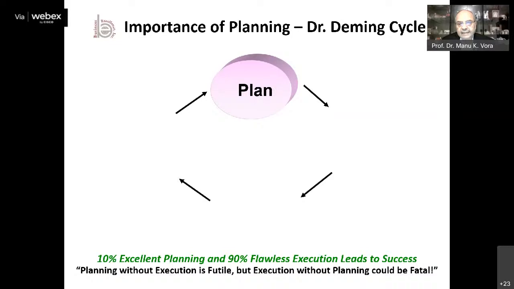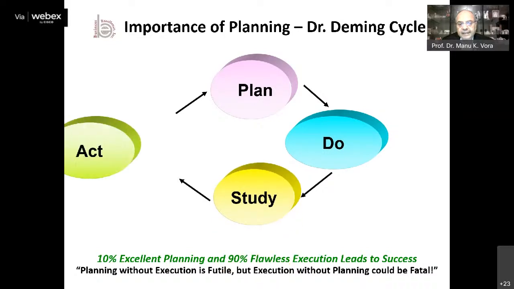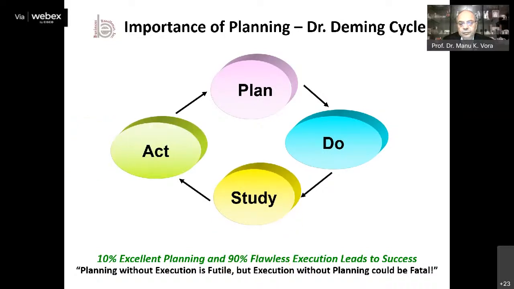So Dr. Deming's cycle is very simple but very practical. It has four components: plan, do, study, and act. Initially, it was check. Later, Dr. Deming felt that check means inspection. So he said, replace check with study. So: plan, do, study, and act.